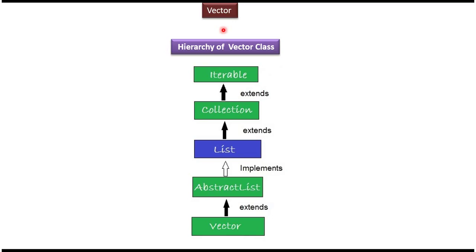Hi, in this video tutorial I will cover vector introduction. Here you can see the hierarchy of the vector class. Vector class extends abstract list class. Abstract list class implements list interface. List interface extends collection interface. Collection interface extends iterable interface.